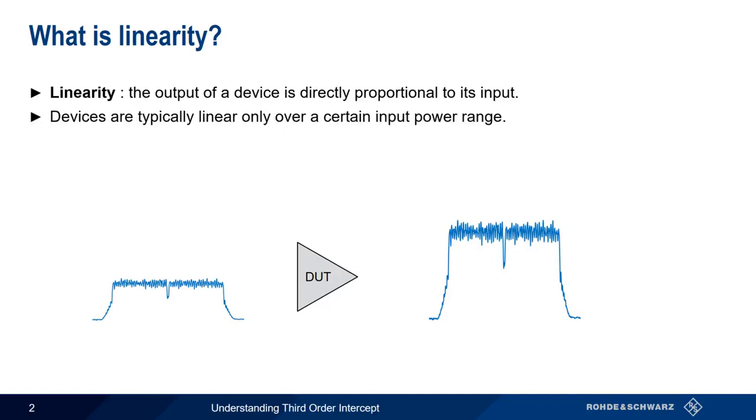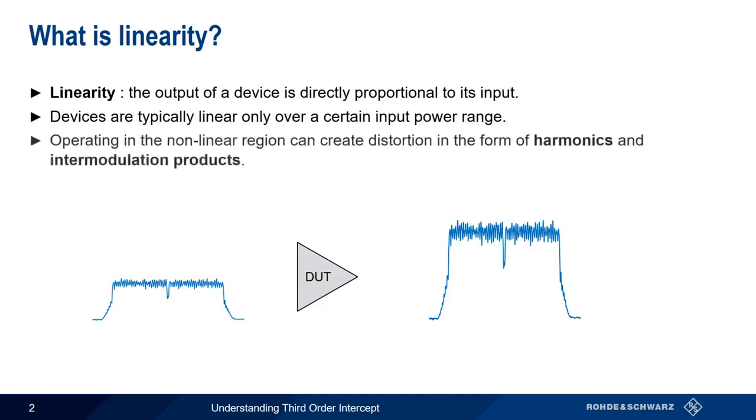What happens when a device becomes nonlinear? One of the most important consequences of a device being operated in its nonlinear region, so to speak, is the device will generate harmonics and intermodulation products. Let's take a look at both of these.